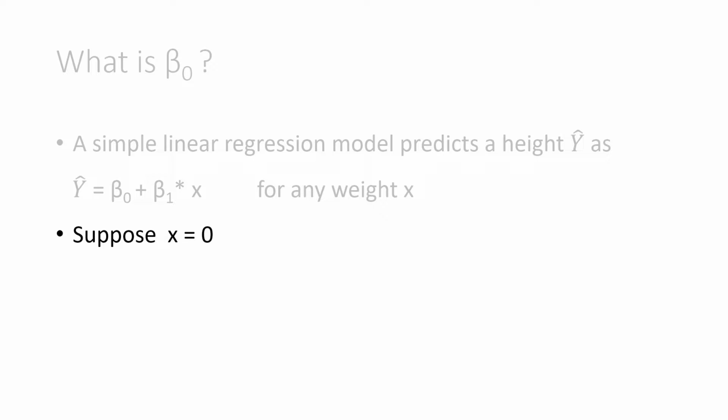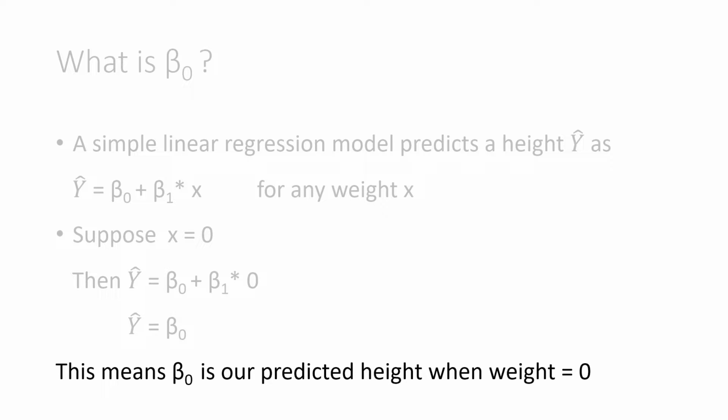Now suppose x is equal to 0, so some alien weight is 0. Then y hat is equal to beta naught plus beta 1 times 0, which is equal to just beta naught. This means beta naught is our predicted height when weight is equal to 0. Now what is beta naught visually?